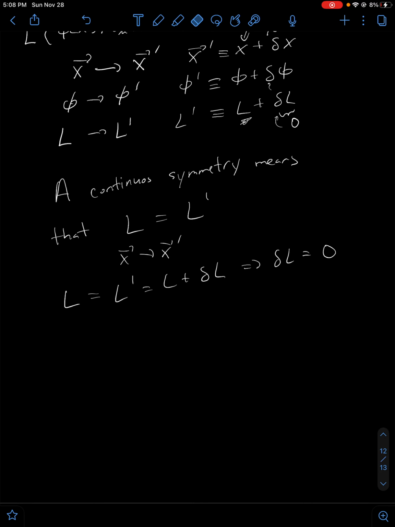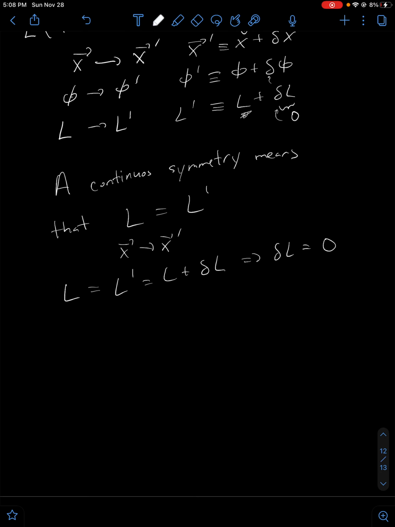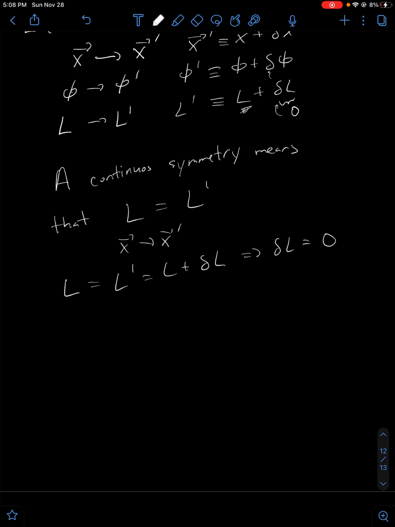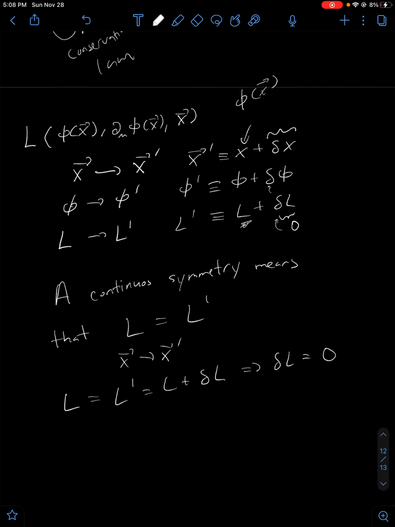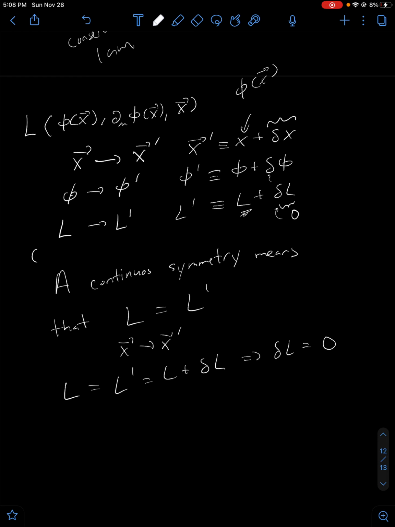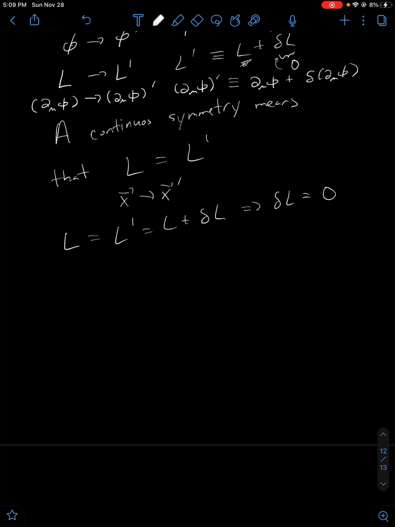So delta L will be 0. So now what we can do is you can actually do more. I should have probably worded that better. Alright, wait, also one more thing. I forgot one thing. Partial mu of phi will also transform to partial mu of phi prime. And partial mu of phi prime is going to be defined as partial mu phi plus delta of partial mu phi. Alright? Okay.